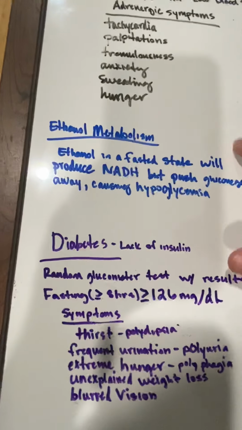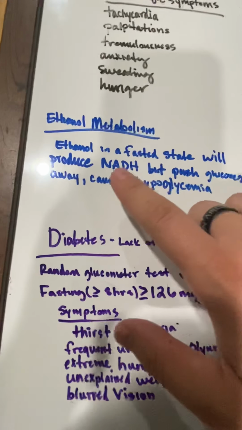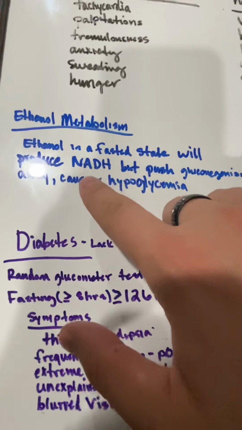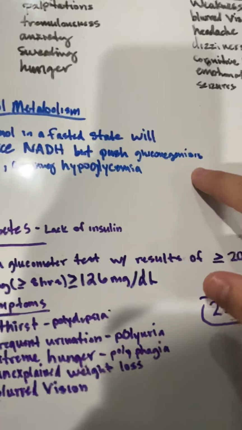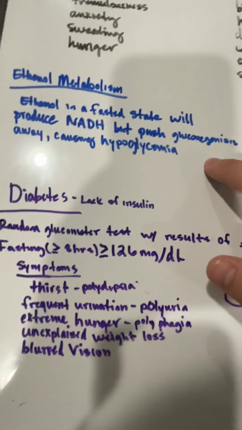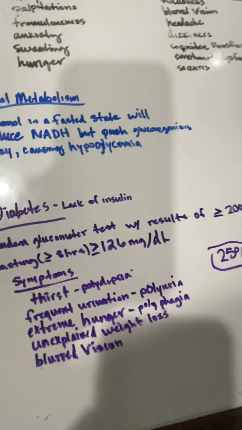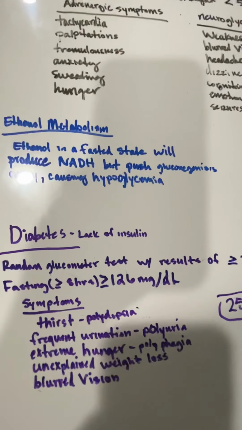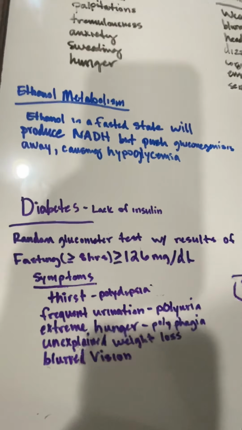So in ethanol metabolism, if you're in a fasted state, ethanol, when you consume it, produces NADH, which pushes you further away from gluconeogenesis, causing hypoglycemia, because your body's not going to be finding glucose, it's just going to be trying to use that NADH. So that can be an issue.